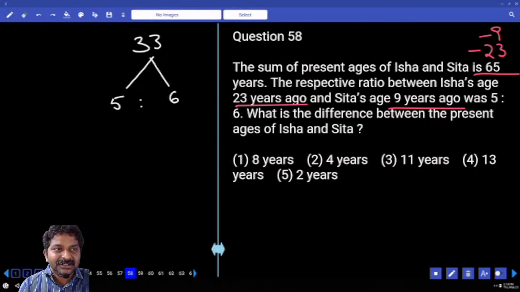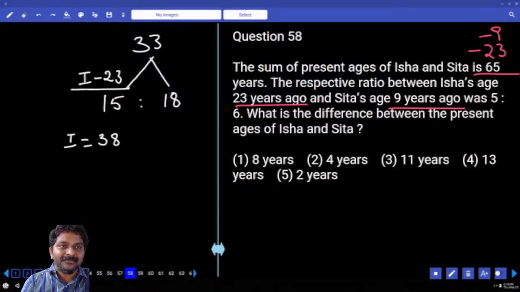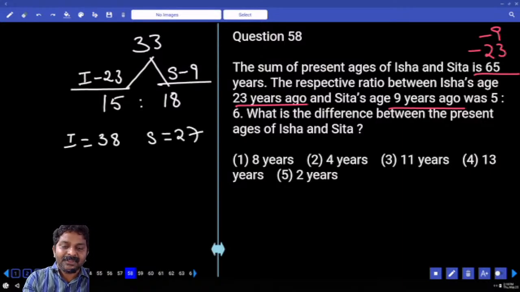Now this 33 is divided in the ratio 5:6. How many parts? 11 parts is equal to 33. 11 three times, so 5 three times is 15 and 6 three times is 18. 15 years was Isha's age 23 years back. Then to get the present age of Isha we add 23 years, that becomes 38. And Sita's age 9 years back was 18, so her present age is 9 plus 18, which is 27. The question is about the difference of their ages: 11 years.